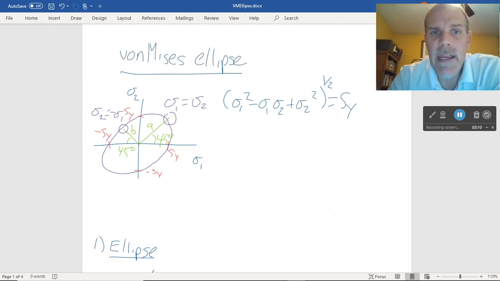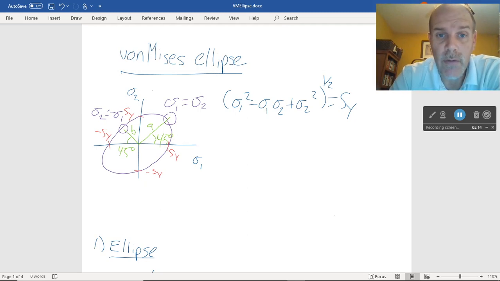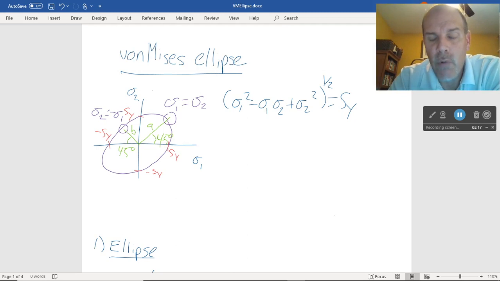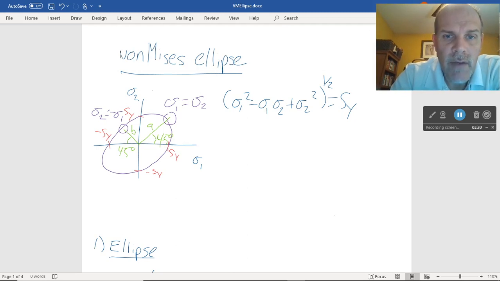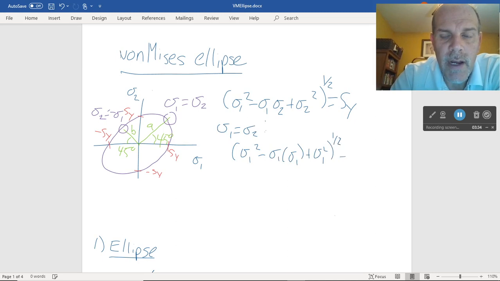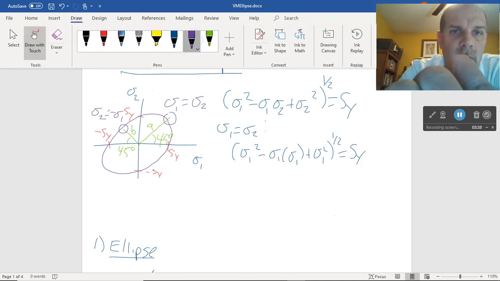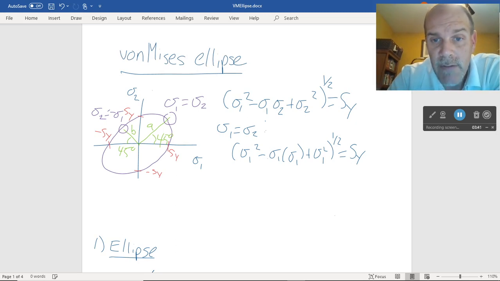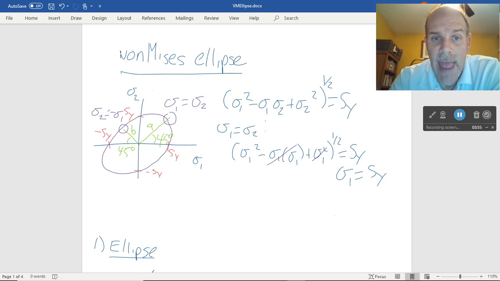So now if I want to get a and b, I can do that by figuring out what sigma 1 and sigma 2 are, right? Now, at those 2 points, I should say. So at the right-hand point, if sigma 1 equals sigma 2, the equation for the von Mises ellipse becomes sigma 1 squared minus sigma 1 times sigma 1 plus sigma 1 squared, all to the 1/2, is equal to yield strength. And I hope you'll agree that this center term becomes negative sigma 1 squared, so two of these get knocked out. And what we wind up with is the very simple sigma 1 equals sy.